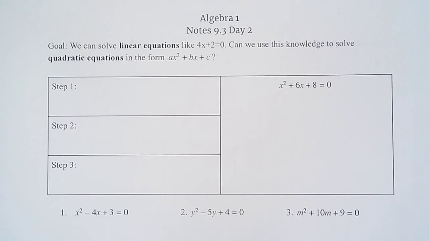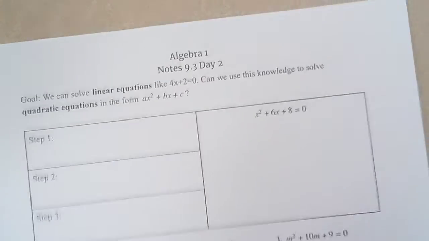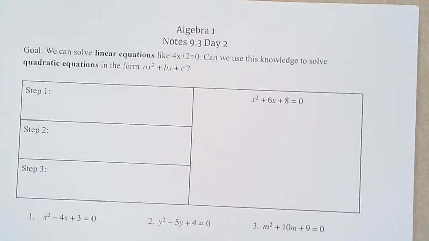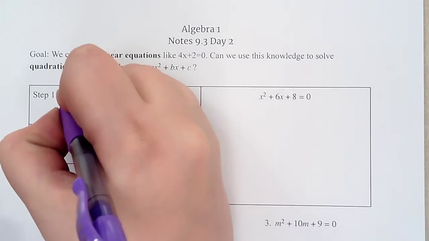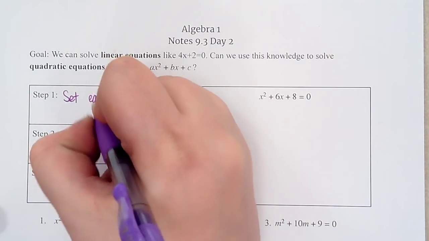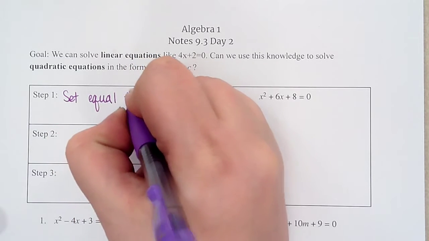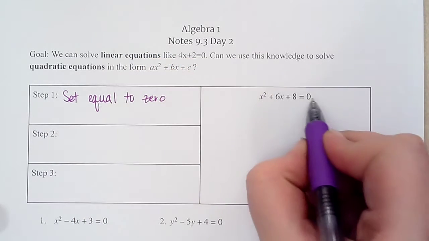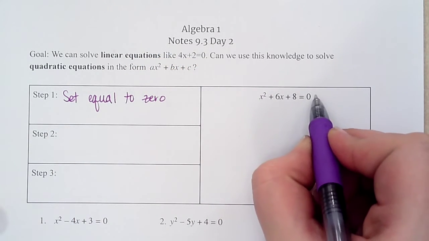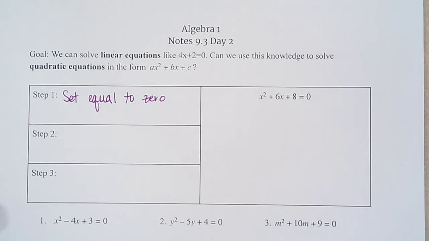Well, yesterday we worked on factoring, and that was breaking it down into the pieces so that it was in parentheses. Today we're going to use that exact same knowledge, we're just going to take it one step further. So our first step is to set equal to 0, just like we did yesterday. That means if there's any terms on the right-hand side, we're going to move all the terms to one side so that we can set it equal to 0. That's going to come in handy later.